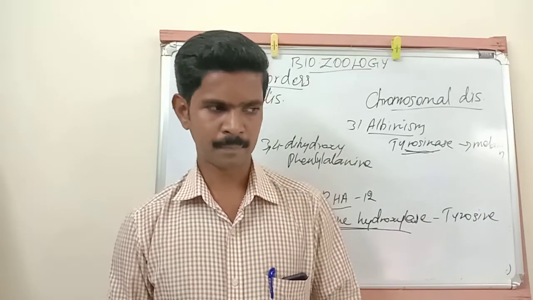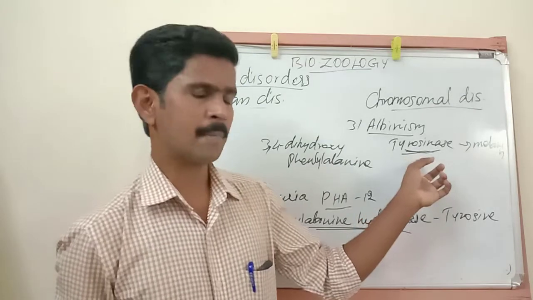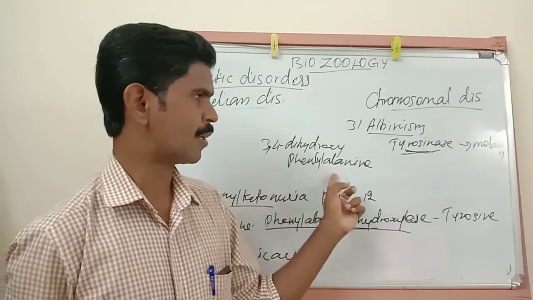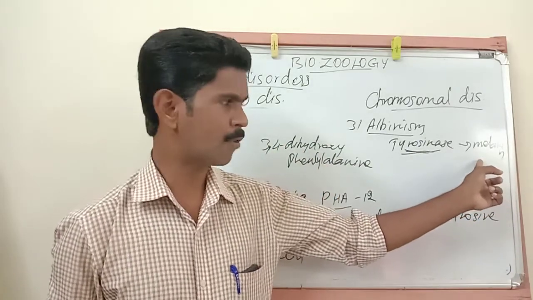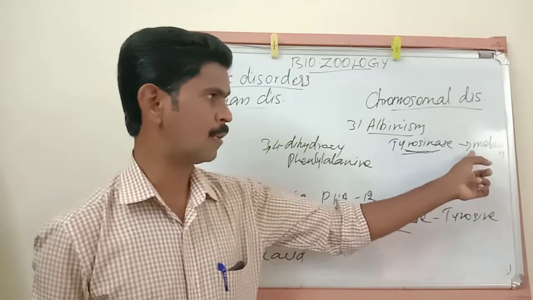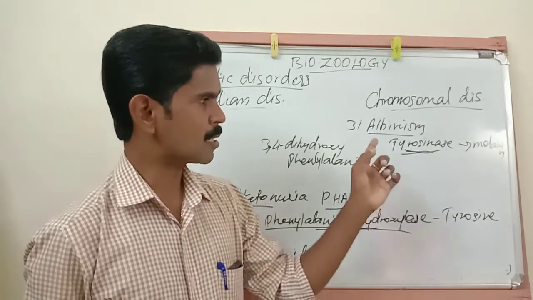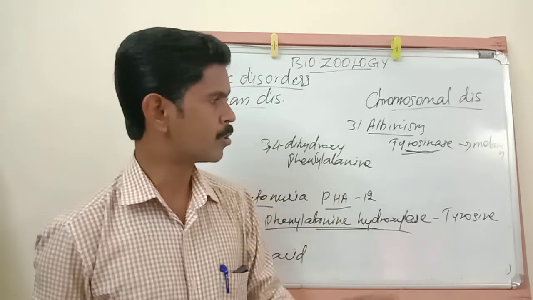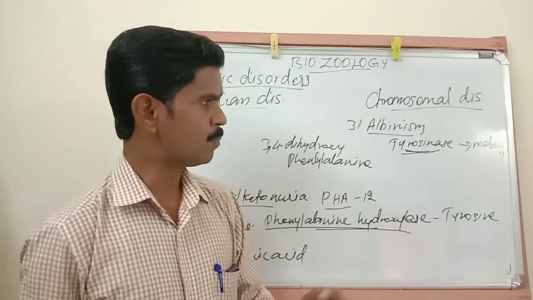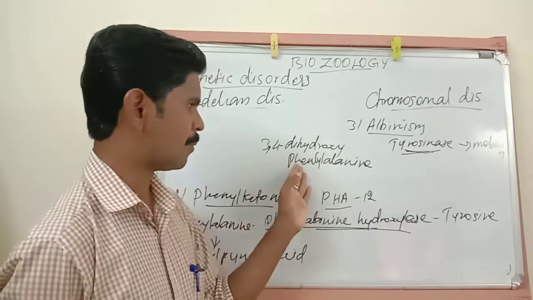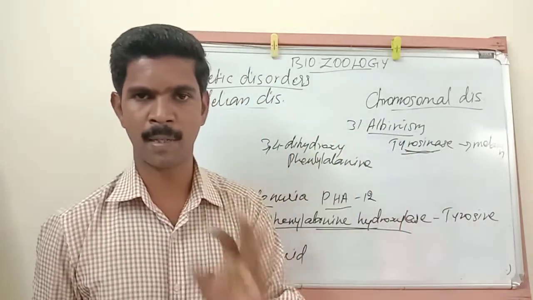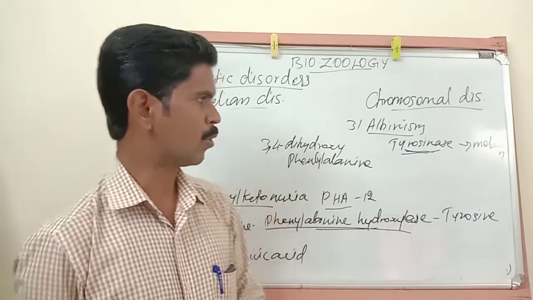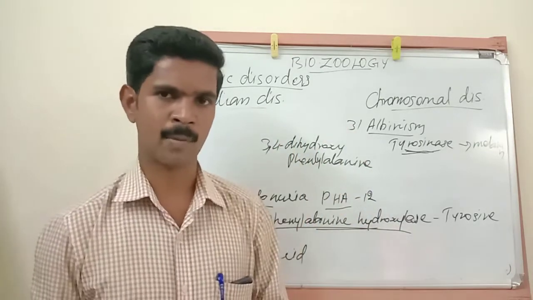Understand? Then here one enzyme, the name of that enzyme is tyrosinase. The main function of this tyrosinase is converting 3,4-dihydroxyphenylalanine into melanin. If the genes responsible for the production of tyrosinase undergo mutation, the genes are unable to produce this tyrosinase enzyme. If the tyrosinase enzyme is absent, this amino acid is not converted into melanin. So the melanin concentration is very low in the affected person. I hope you understood this third disorder also, albinism.